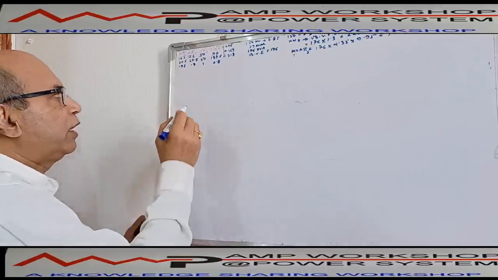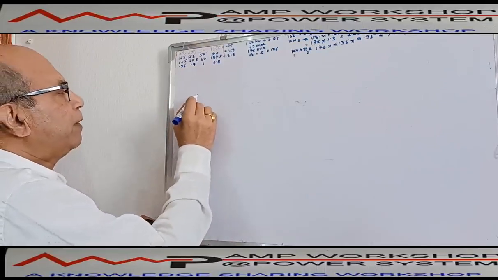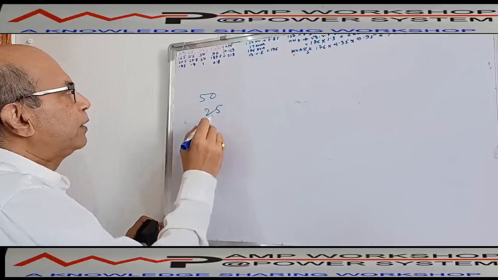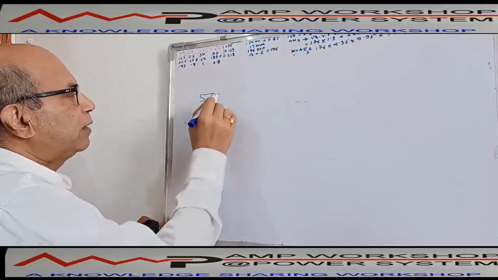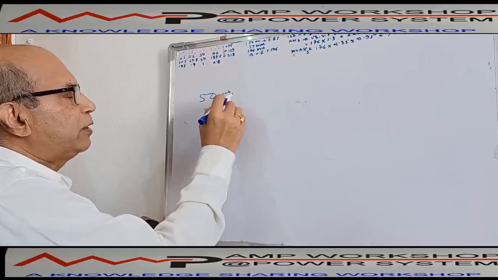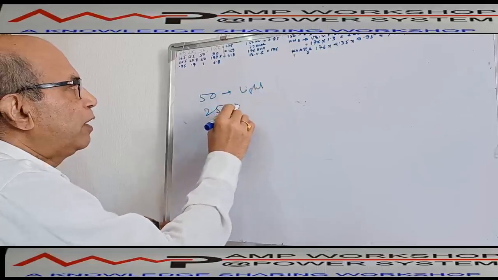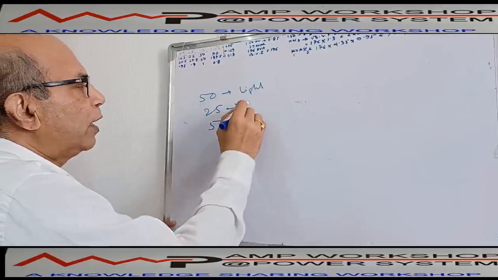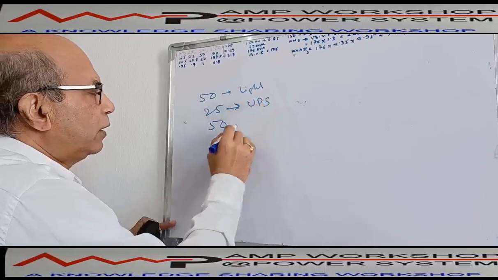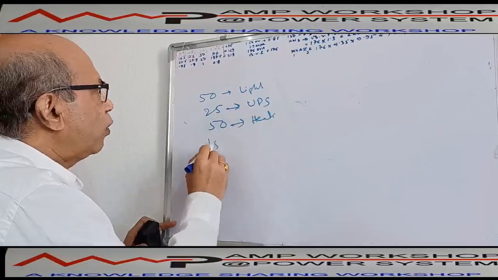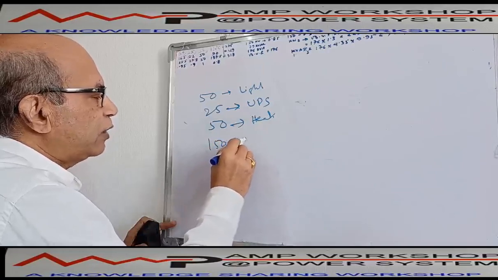Suppose we have three loads. One load is a 50 kilowatt load, another is a 25 kilowatt, then another is a 50 kilowatt. Suppose the 50 kilowatt is your lighting load, the 25 kilowatt is your UPS load, this 50 kilowatt may be a heating load, and then suppose 150 kilowatt we have as a small motor load.